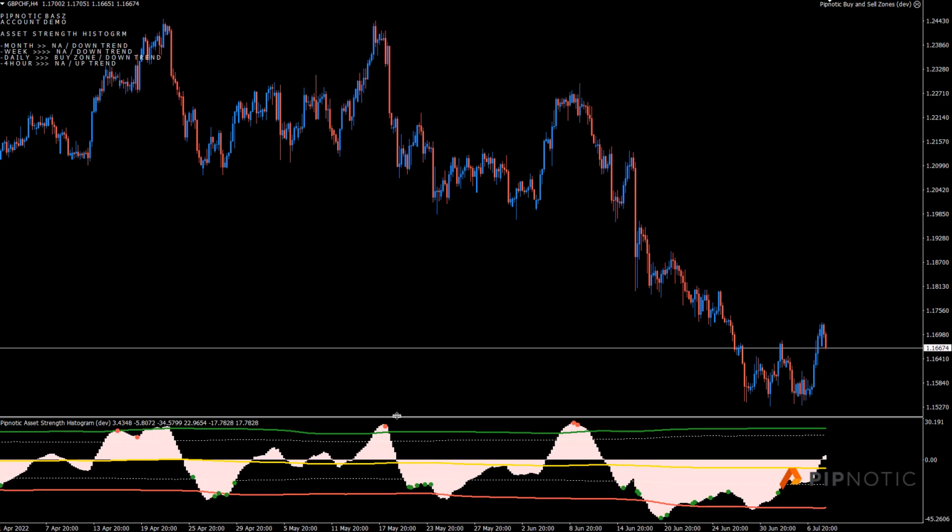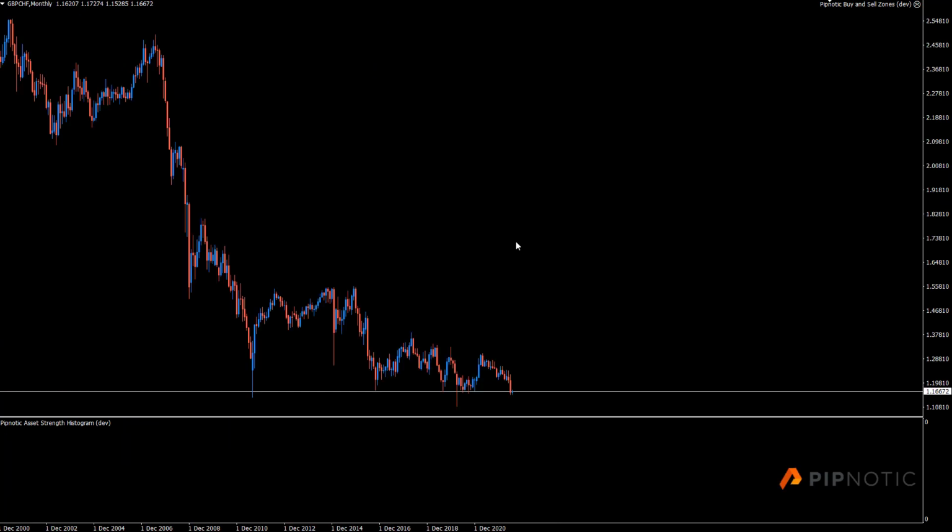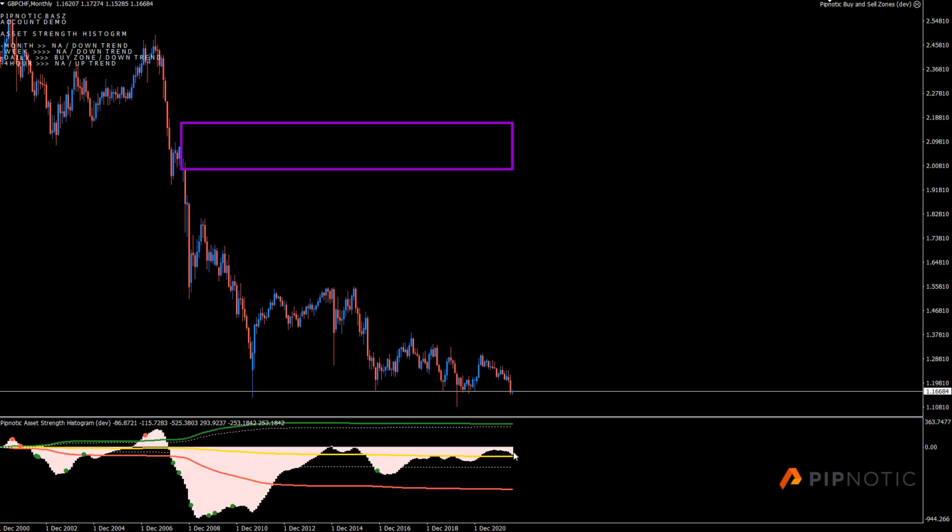relative to the asset strength histogram on the monthly chart, the weekly, the daily, and the 4-hour. So we know if we are above the green line or below the red line, and also what the trend is, if the histogram is positive or if it's negative. So here we can see that we are not really in any zone on the monthly chart. We're probably negative, but not incredibly negative. We are just negative, which means this asset should be drifting low, which it has been doing. We also have a downtrend, which means we have a negative histogram.